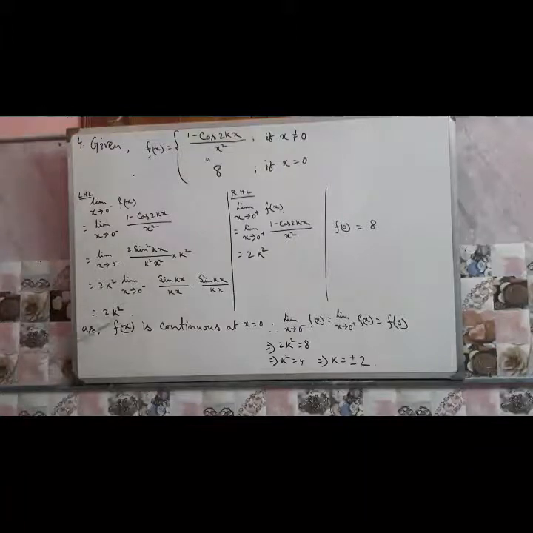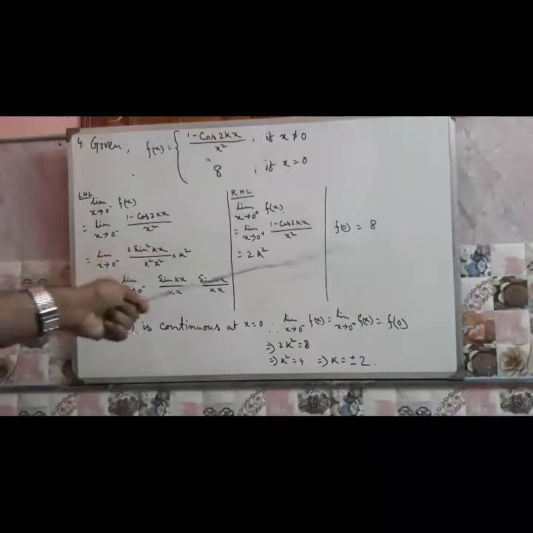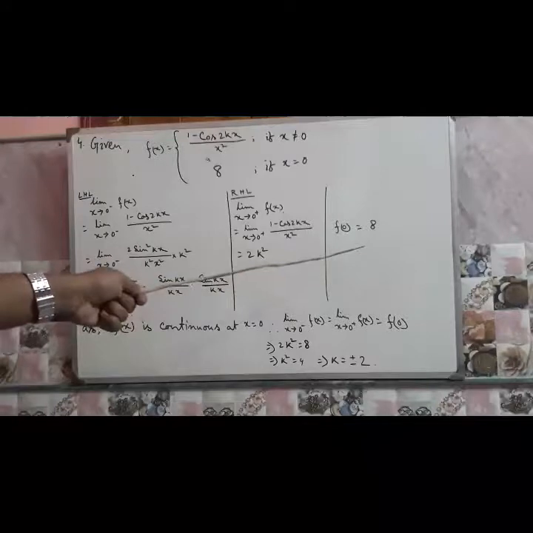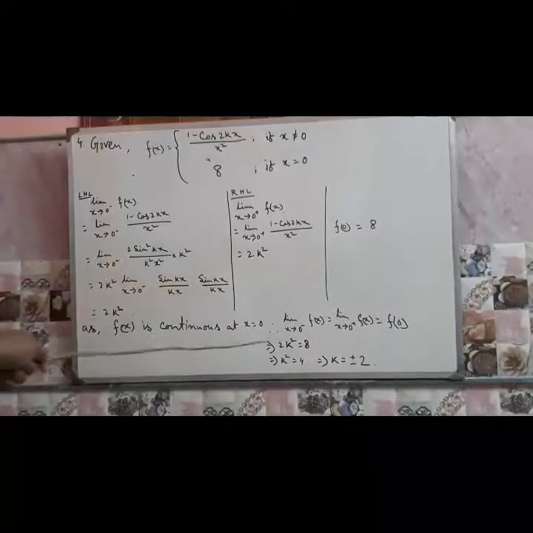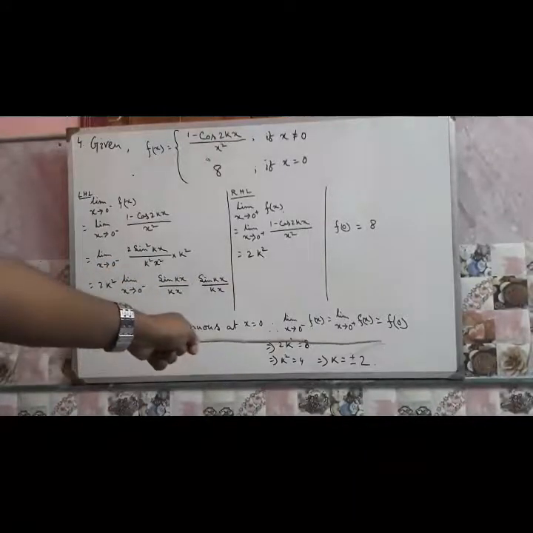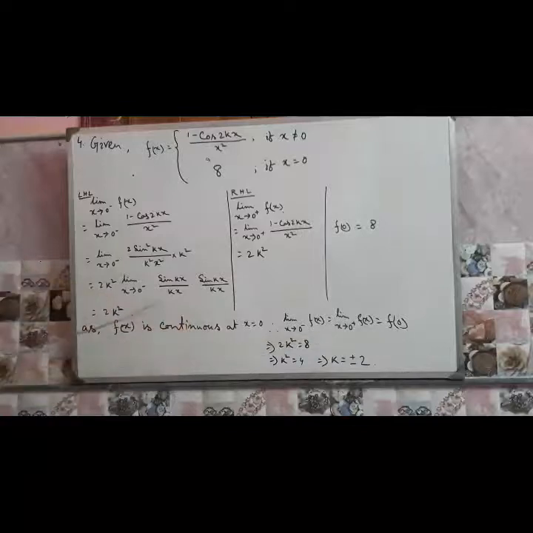We find, as usual, the value of the left hand limit, the value of the right hand limit, and f of 0 is given as 8. As the function is given as continuous, the left hand limit is equal to the right hand limit, equal to the functional value at 0. That means 2k square is equal to 8, k square equal to 4, that is k is plus minus 2.